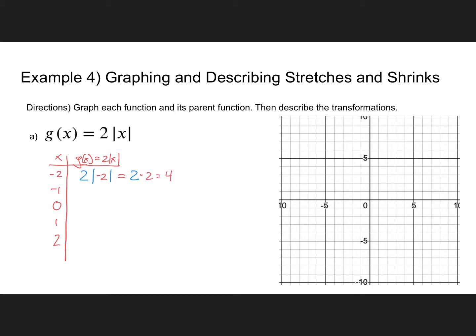We're going to repeat that process with the others. For the next one, it'll be 2 times the absolute value of -1, which will give me 2. Then I'll have 2 times the absolute value of 0, which is equal to 0. I'll have 2 times the absolute value of 1, which is 2. And I'll have 2 times the absolute value of 2, which gives me 4. So now when I go over here and plot these points, I got -2, 4; -1, 2; 0, 0; 1, 2; and 2, 4.